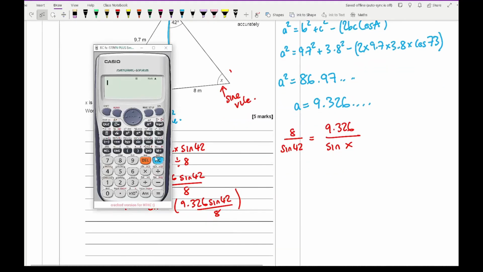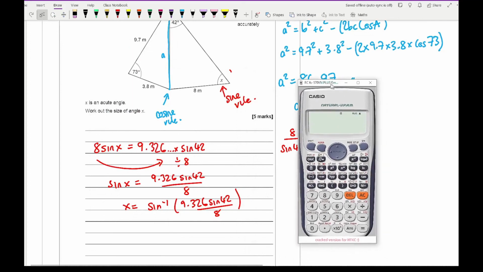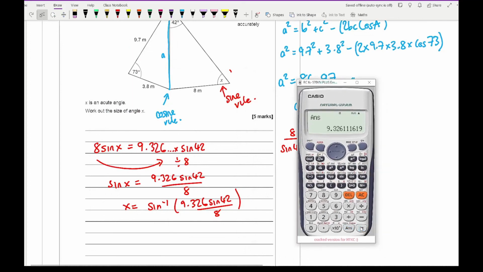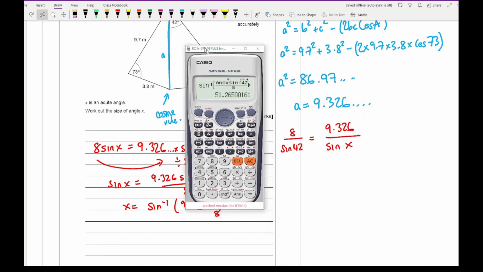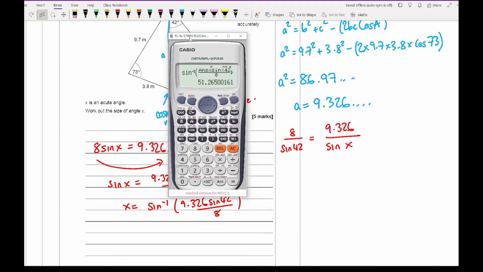So let's have a look. Let me just double check I've got those numbers. Yes, I have, so that's great. To work that accurately, I do the inverse sine, and then I set up a fraction. I've got the answer times sine 42, close bracket, and scroll to the bottom, divided by 8, and then close that final bracket, and that gives me 51.26. So x equals 51.26.